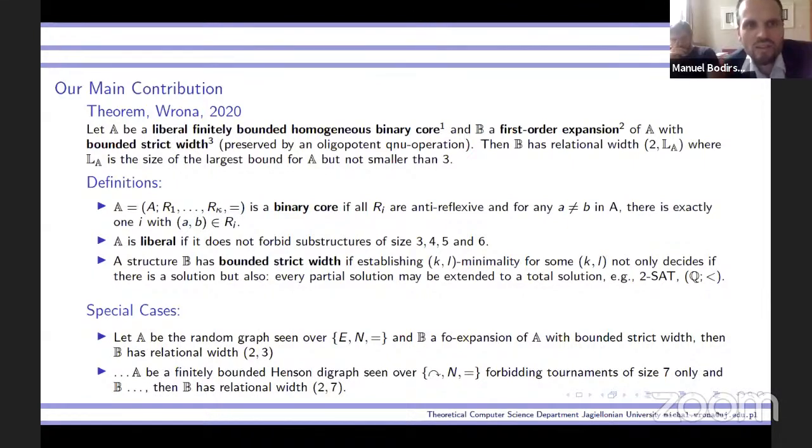May I ask another question? Of course. So how stable is this bounded relational width under, say, primitive positive interpretability? I guess it only depends on the polymorphism clone, yeah? But does it depend only on the topological polymorphism clone? Is it stable under primitive positive interpretations?